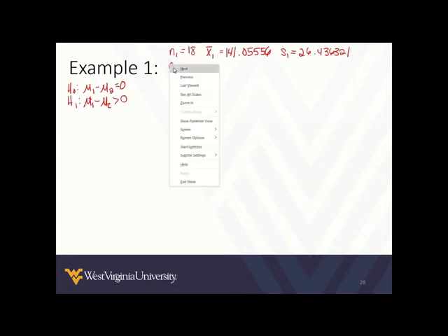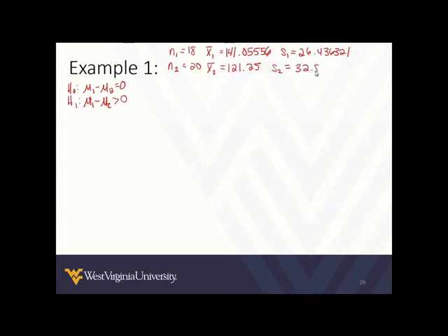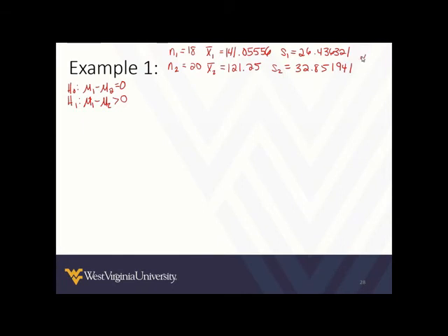For our population 2, our sample 2 statistics were n2 equal to 20, our sample mean was 121.25, and our sample 2 sample variance was 32.851941. And we were told that our significance level was 0.05.